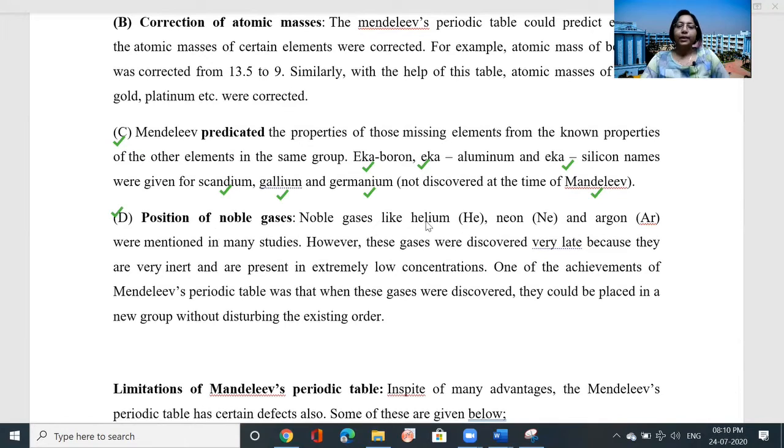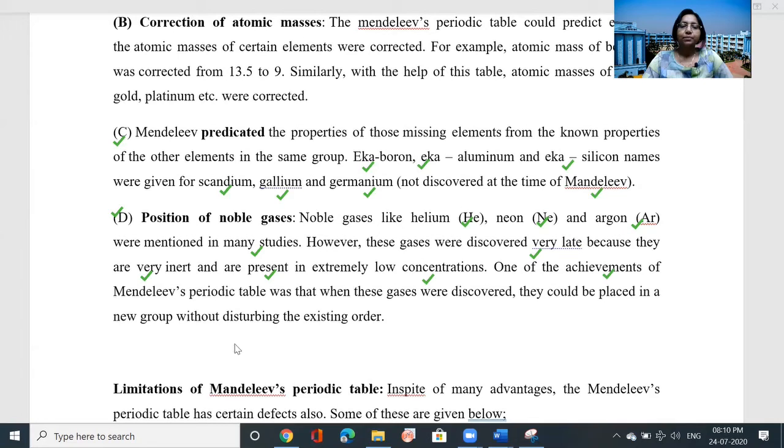So the noble gases like helium, neon, argon were mentioned in many studies. However, these gases were discovered very late because they are very inert and are present in extremely low concentrations. Okay, although he told about the helium, neon, argon, but as they are noble gases, they have very little interaction with the other gases. That is why they were discovered very late.